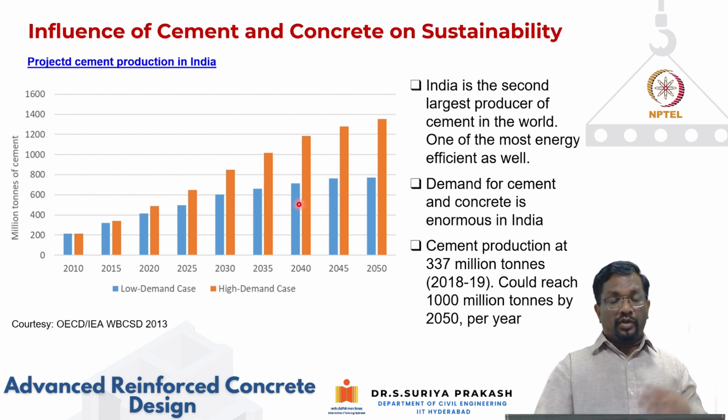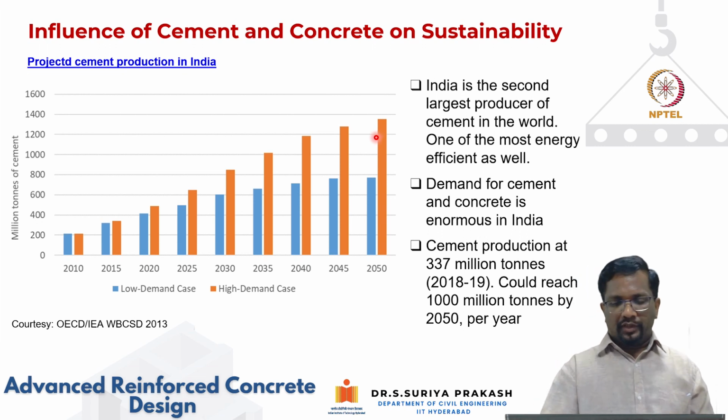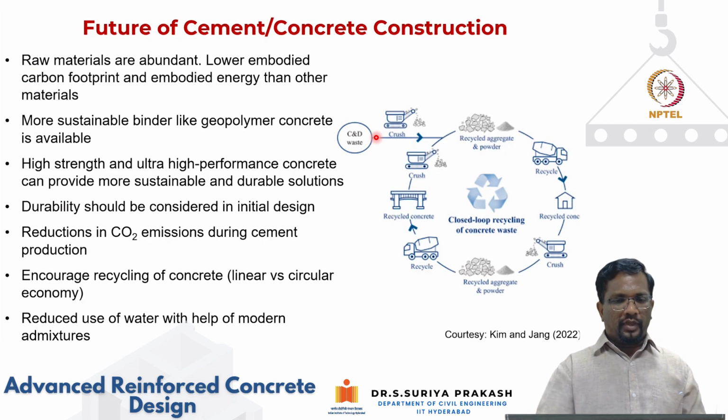In fact, 1 ton of cement production leads to closely about 1 ton of CO2 emission. Again, we have to be very careful. Our production process also should become more energy efficient, right?